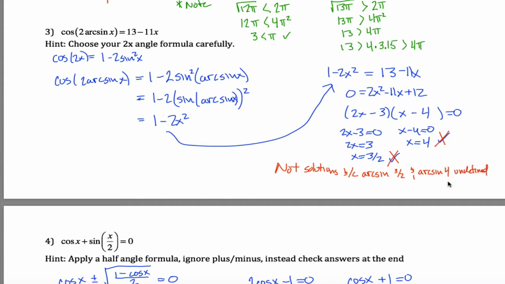Why is it undefined? Because this is asking you what angle would you have to put into the sine function to make 3/2 come out or make 4 come out. You can't do that. Sine function's always going to oscillate between -1 and +1. So since this is above +1 and this is above +1, you can't put them in here. They wouldn't check out here. So there's actually no solutions to this one.